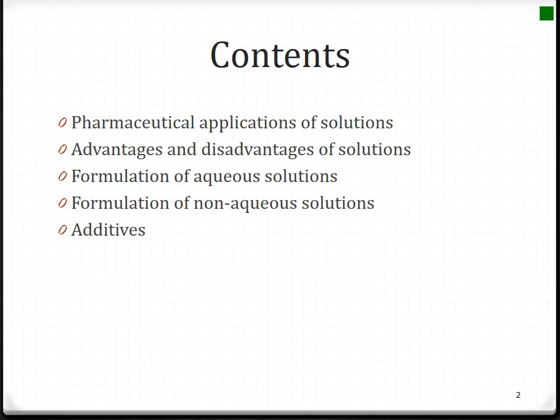In this lecture, we will be looking at the pharmaceutical applications of solutions, advantages and disadvantages of solutions, formulation of aqueous solutions as well as non-aqueous solutions, and additives that are used in the manufacture of solutions.